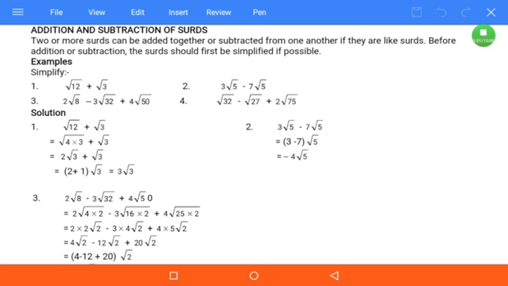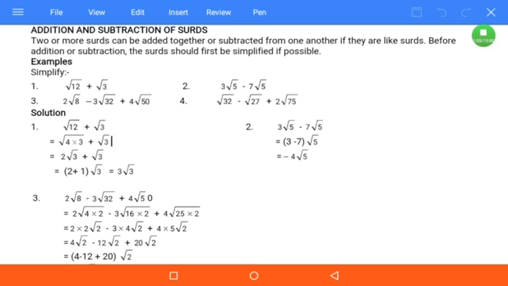Alright, let's take example 1 so that you have more understanding of what I'm trying to say. Example 1 says you should add root 12 plus root 3. How do we add this? Now, root 12 and root 3 are not like surds, but root 12 can be simplified to become a like surd. I explained the meaning of like surd in our last video class when I said, for instance, we have 2 root 3 and 4 root 3. These are like surds because we have root 3 in common. So try to express root 12 in terms of root 3.